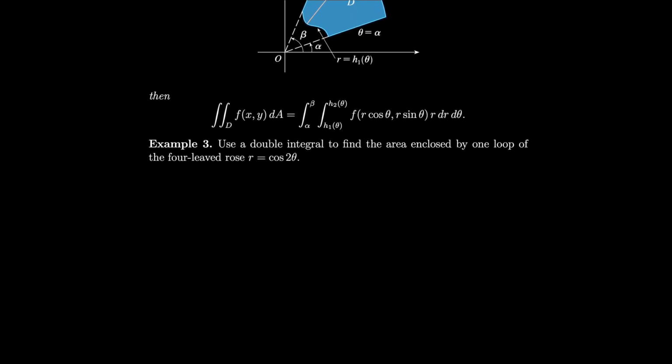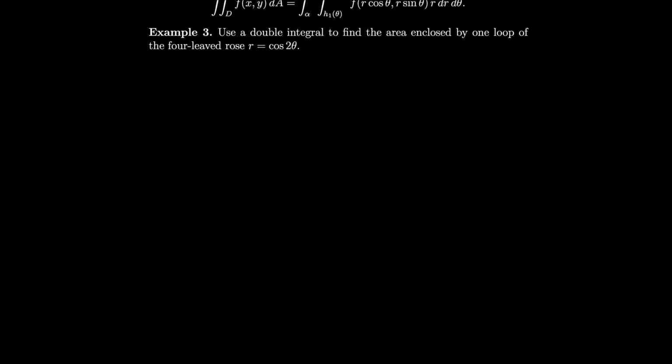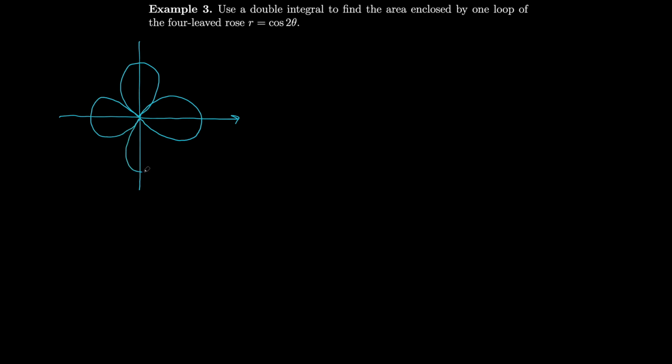We can do an example by using a double integral to find the area enclosed by one loop of our four-leaf rose, r equals cosine 2 theta. So we've graphed this in the past when we did polar coordinates. It's just basically a four-leaf clover. So let's see if I can draw it. The answer is probably no. And something like this, and it's supposed to be completely symmetrical. And I only want the area of one loop. So I want the area of, let's say, this one.